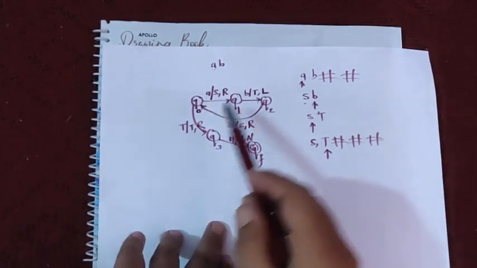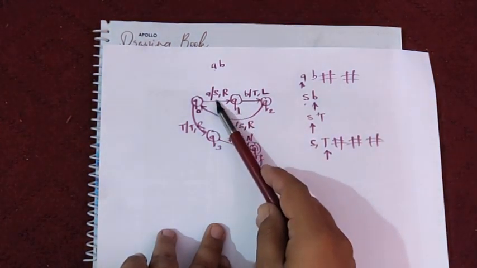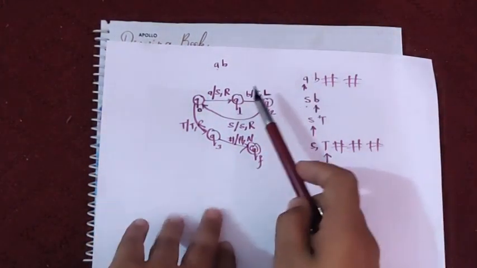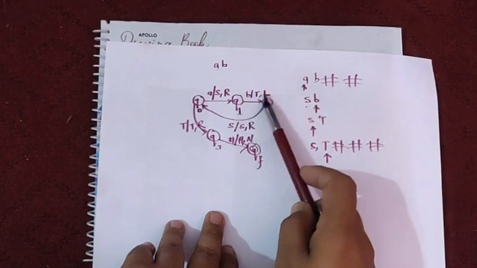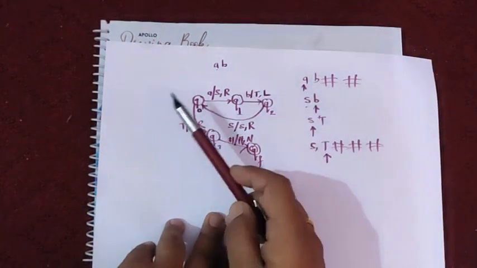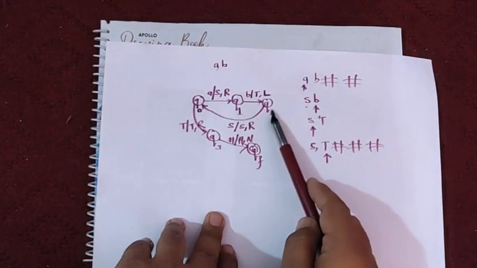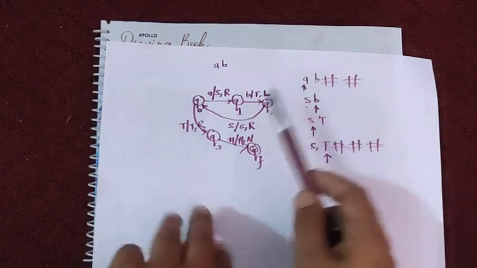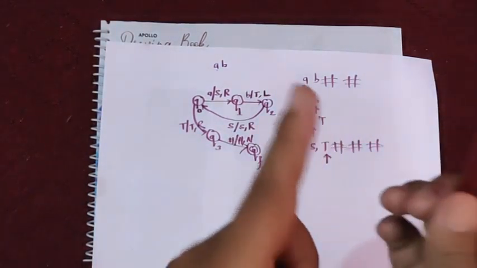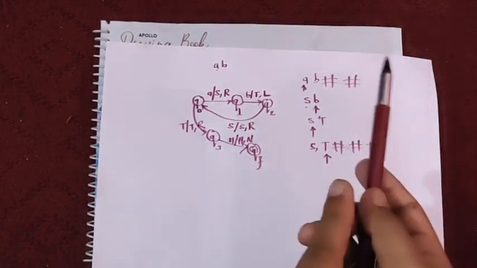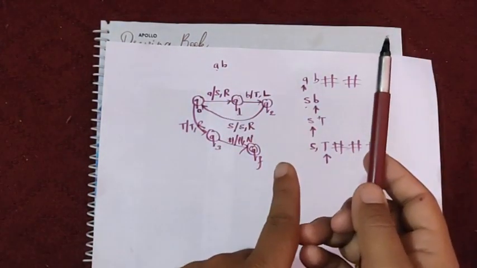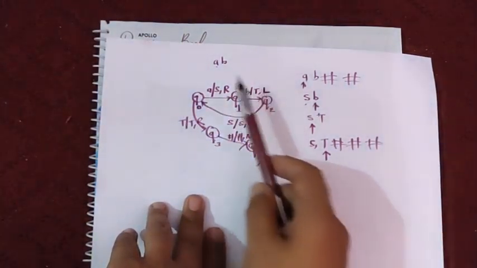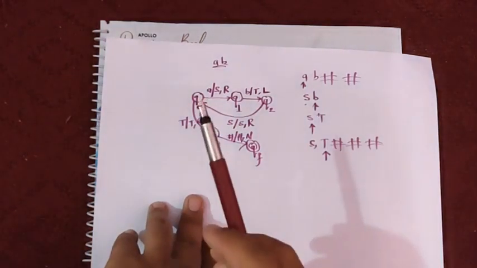When A arrives, I replace it by S and move right. Afterward, when B arrives, I replace it by T and move left, and again when we get S, we move right. That means if one A is replaced by S, then one B is replaced by T. So this TM accepts AB.